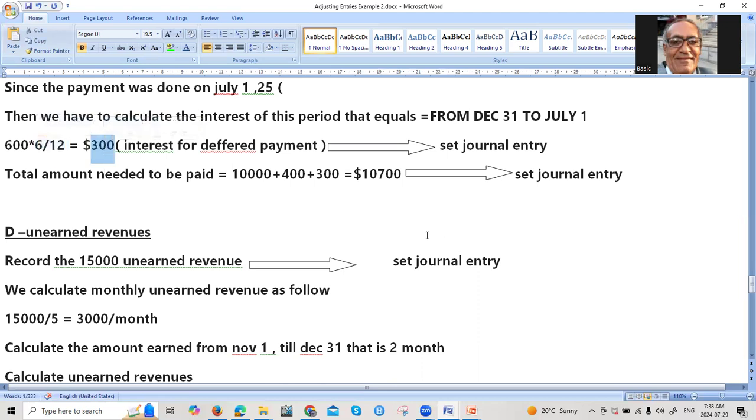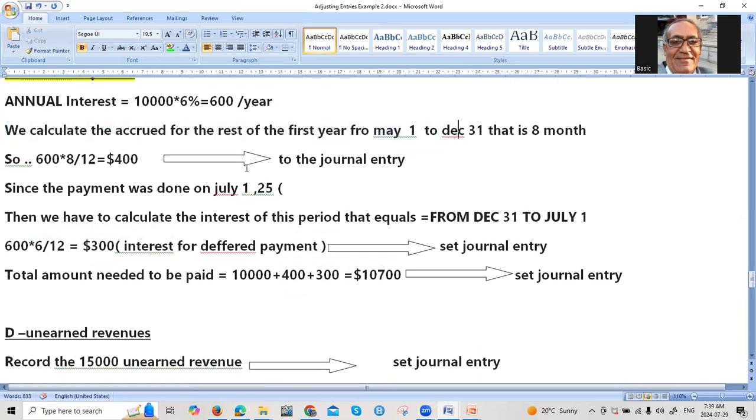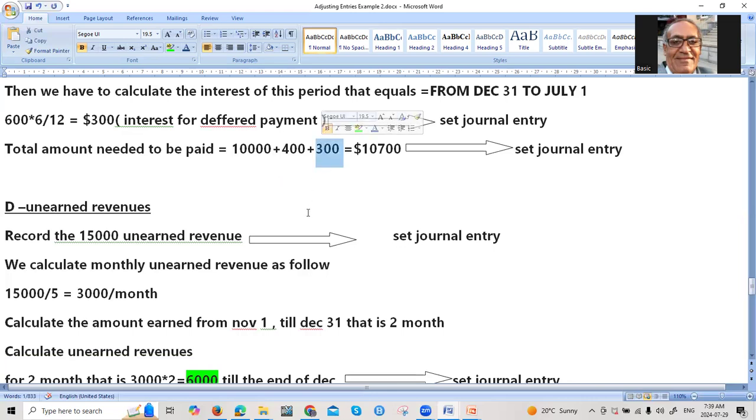That will give me $300. So he has to pay $400 for the first period, when he bought these things, from May 1 to December 31, like we said before. The principal is 10,000 plus the $400. Then he has to pay also $300 for the period from December 31, 24 until July 1, 25. Let me just be clear for you guys, till July 1, 25.